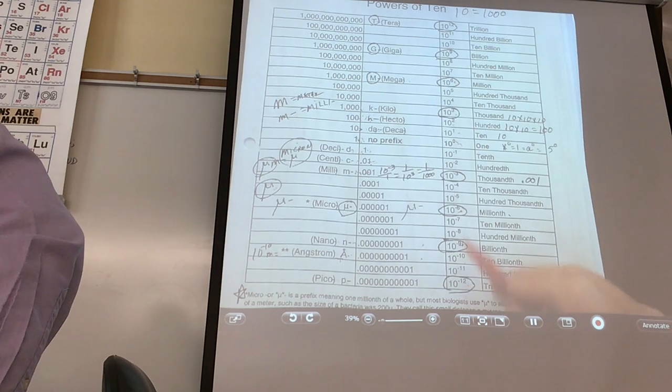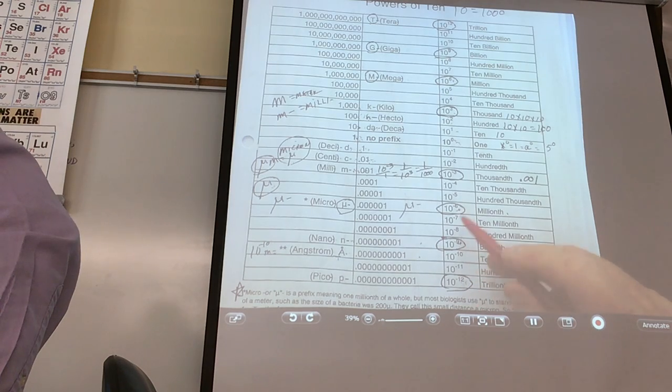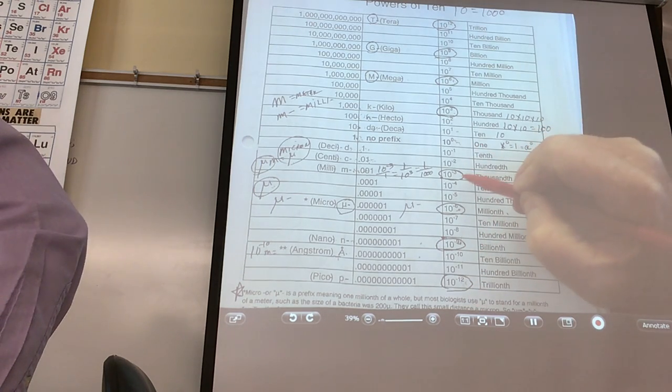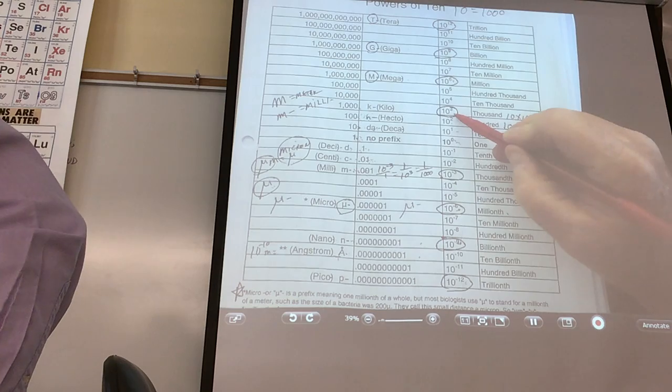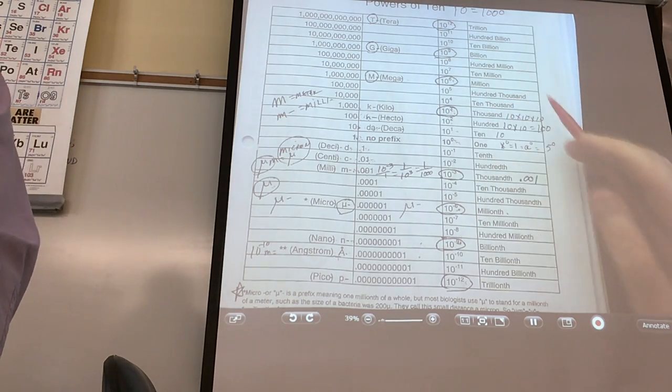How many of these does it take to make one of those? How many powers of 10 difference are there? 12, 6, 12, 6. Get it? 6. So what's the answer? Million. Okay. How many of these does it take to make one of those? Million. Yep. Does everybody get that?